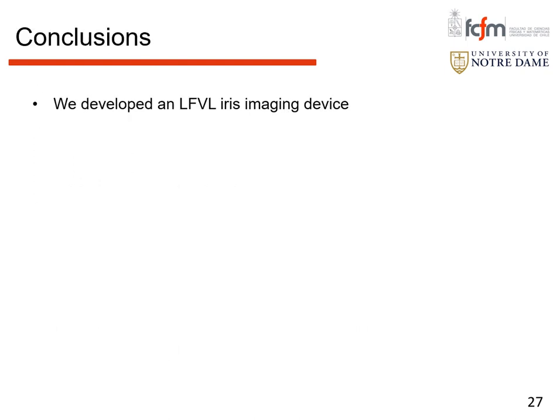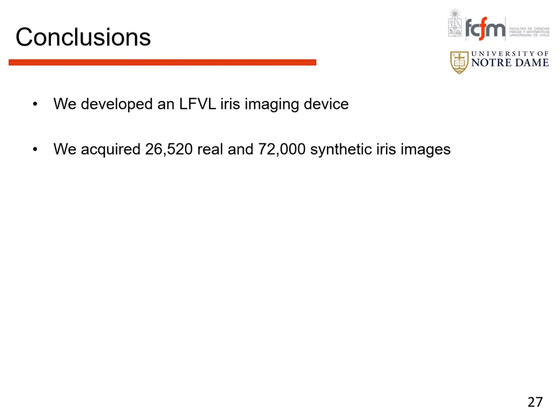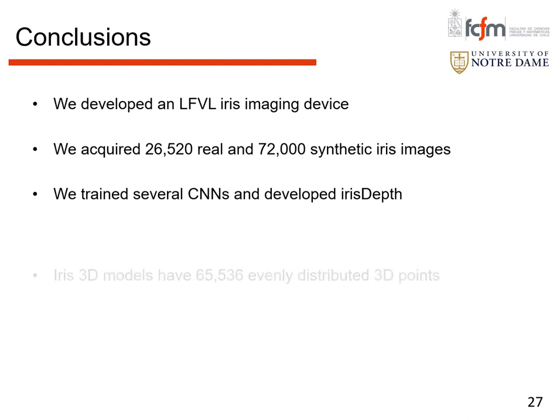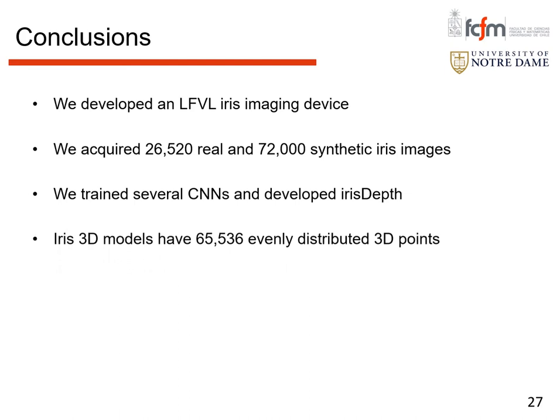The conclusions. We developed an iris imaging device that captures images with lateral and frontal visible light. We acquired a dataset of 26,000 real iris images and 72,000 synthetic iris images. With those datasets, we trained several state-of-the-art networks and developed IRIS-Depth, a network that combines T-squareNet and DenseDepth to increase performance. The 3D models in our method have 65,000 evenly distributed 3D points, regardless of iris texture.